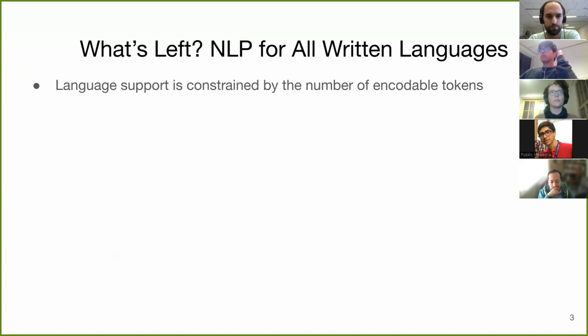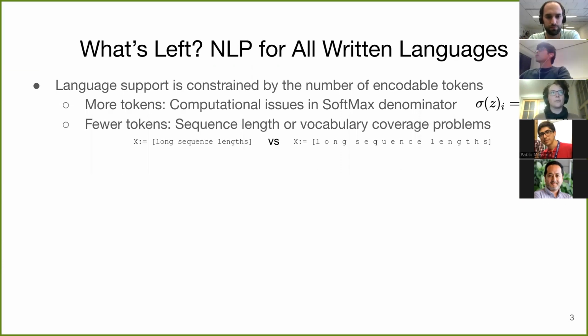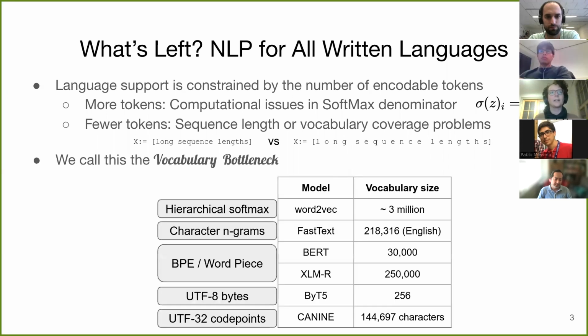In particular, there's a problem of the constraint of the number of encodable tokens, so the vocabulary. If you add more tokens to your vocabulary, you get computational issues in your softmax. If you have fewer tokens, then you get a problem of sequence length, and I'll make this clear later. So if you have a vocabulary of characters, you just get a longer sequence. Which, if we were only working with Latin alphabet, you would still get somewhere, but when you get to languages not written in Latin, then you have bigger problems. So we call this the vocabulary bottleneck, and this is summarized here with different types of models.